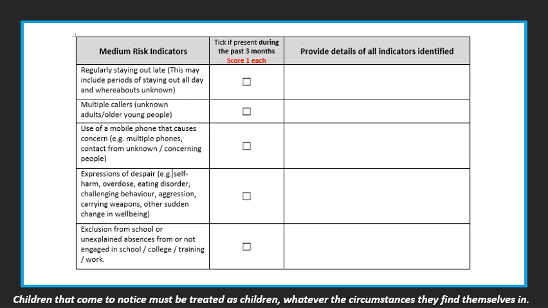Alongside each indicator, there is an area for you to give evidence of the medium risk indicators, and we ask that you include evidence for each indicator that you take and as much information as possible.